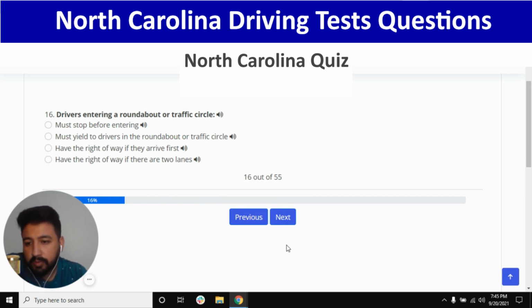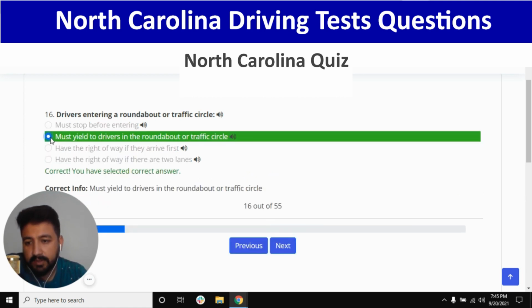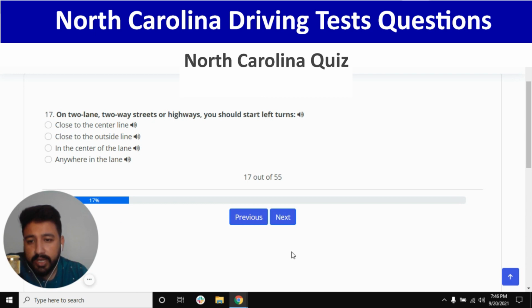So I'm going to click on the second option, which is must yield to drivers in the roundabout or traffic circle. So second one, yes, and next. On two-lane, two-way streets or highways, you should start left turn. The right answer is close to the center line.